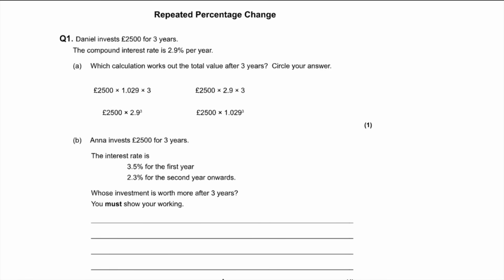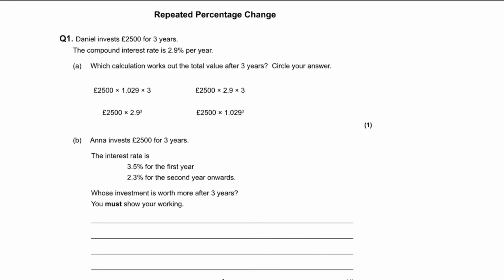So first up on my top 10 topics, I've got repeated percentage change. Now often this means compound interest, but also it might be growth and decay questions applied to things in nature or other kinds of financial situations. But this first one is about compound interest, isn't it?